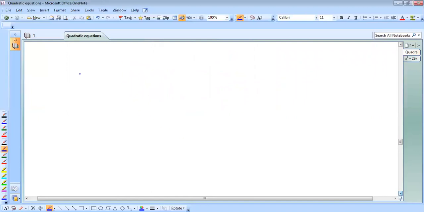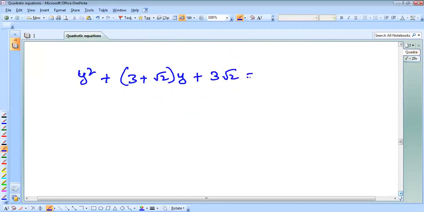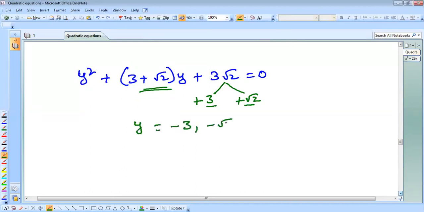For example, I am having, I'll write a general question now: y square plus 3 plus root 2 y plus 3 root 2 is equal to 0. I told you, friends, whenever the constant sign is positive, then you have to take two factors whose addition is this value. The addition of these two values should be 3 plus root 2. That means one value is 3, another value is root 2. Then plus 3 plus root 2 you require. Then the y value is equal to minus 3 minus root 2.